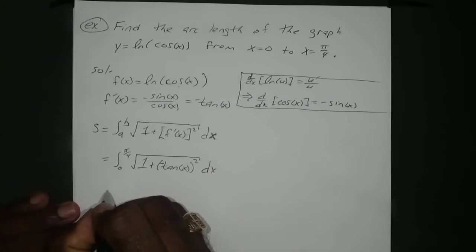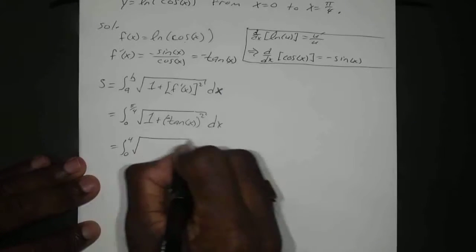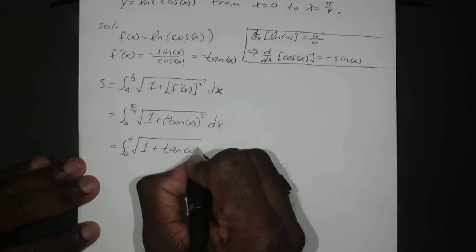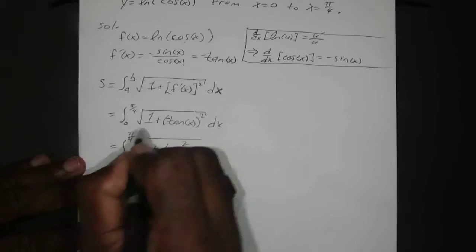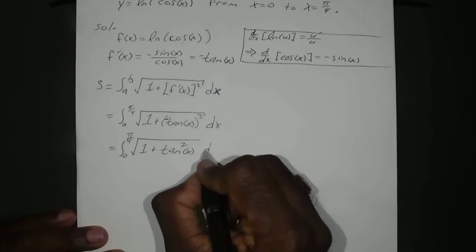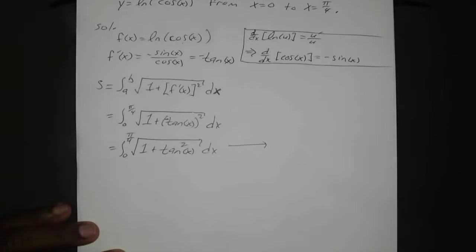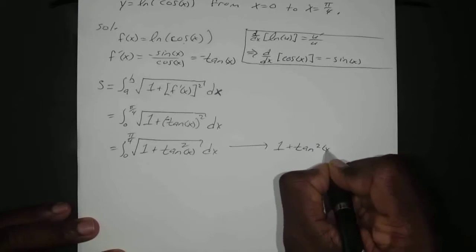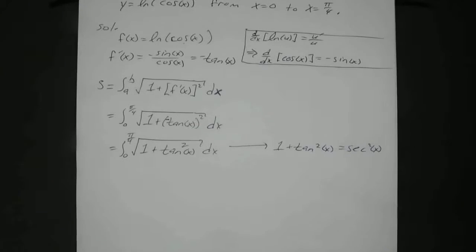Okay. That becomes from 0 to pi over 4, 1 plus tangent of x squared, dx. Alright, so from here, just have to go back and remember that 1 plus tangent squared of x is equal to secant squared of x. Trigonometry comes back to haunt you.